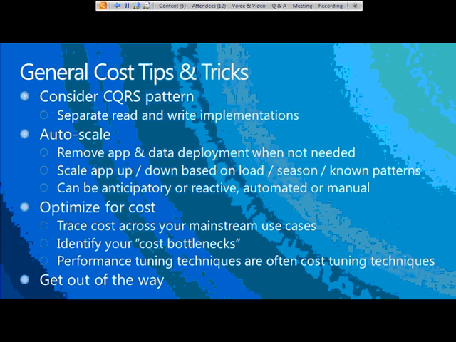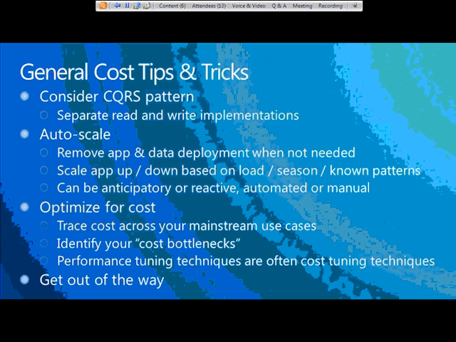Then you want to think about autoscale. Now, you might not need autoscale, but if you do, you might think of how you would implement that to remove apps and data that are deployed when you don't need them. You should have a strategy on when you're going to scale up and down. That could be based on changing load that you see. That could be based on known peak and off-peak seasons. Maybe you're a seasonal business. That could be based on known patterns of behavior. Maybe you do reservations, and the first day of each month is your busiest day.